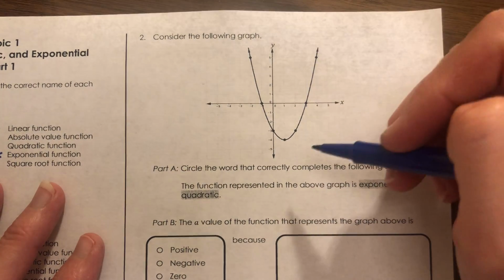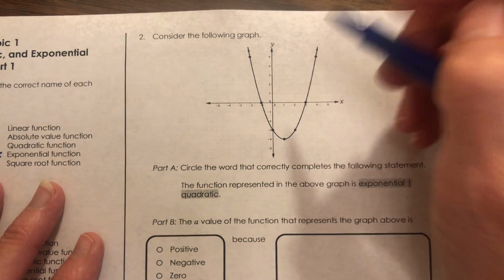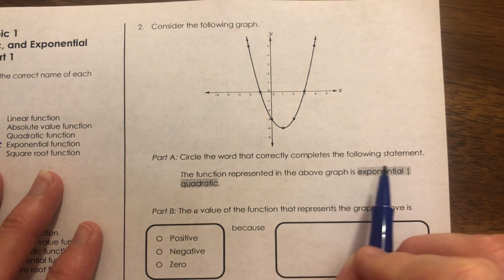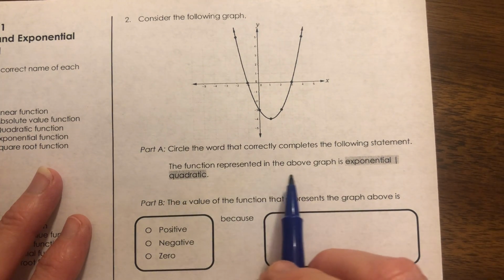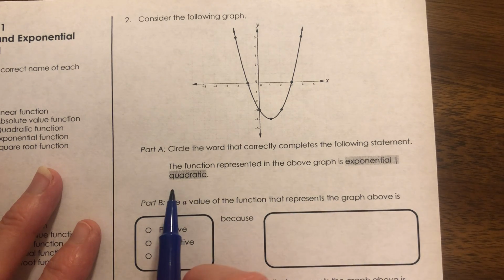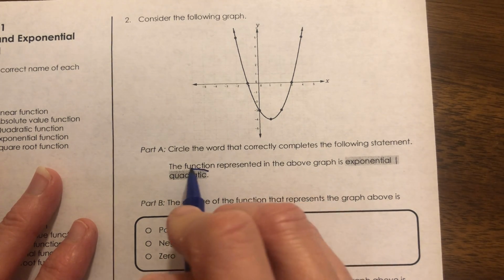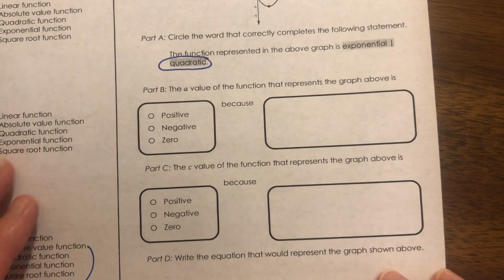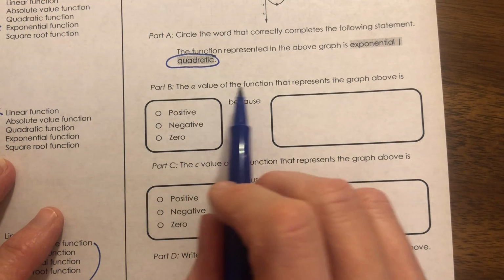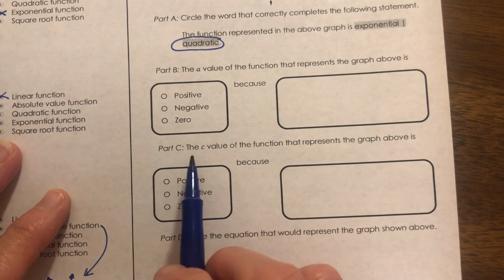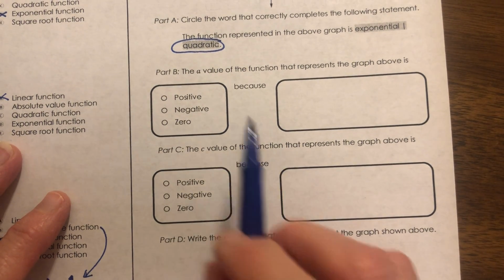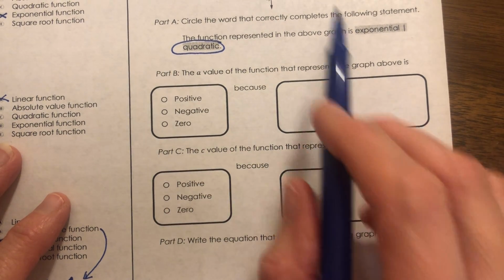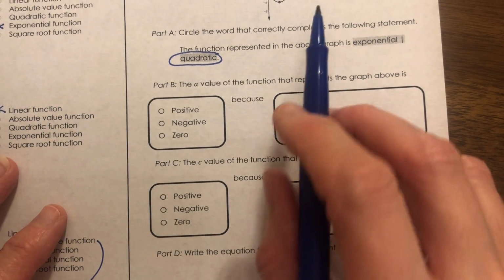So here's a quadratic function, right? We are familiar with our U's. Circle the word that correctly completes the following statement. The function represented in the graph above is exponential or quadratic. There you go, that's a quadratic function. And part B. The A value of the function. All right, and then look at this one, the C value. What are they talking about? The A value for this graph above and the C value for the graph above.